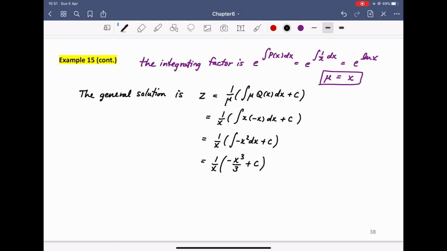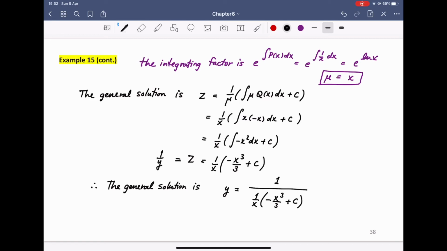Now remember that on the left hand side you have c. This is not y, so you have to convert c back to y. So from the previous substitution, we let c equal to 1 over y. So actually here c is equal to 1 over y. So that means your final answer is here. The general solution is y equal to 1 over x times negative x cubed over 3 plus c. So this is your final answer.